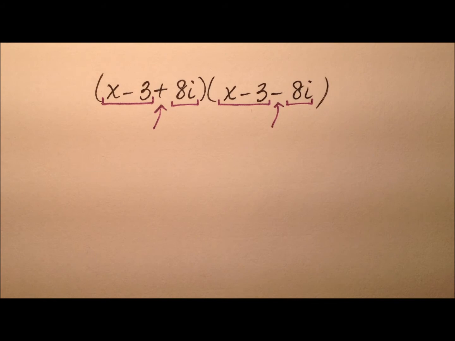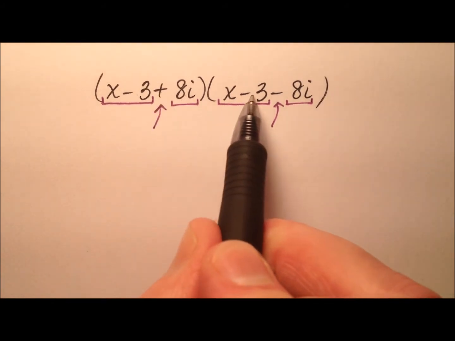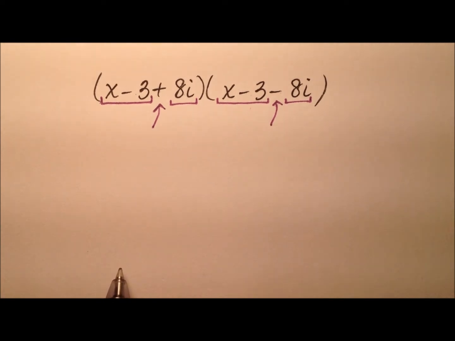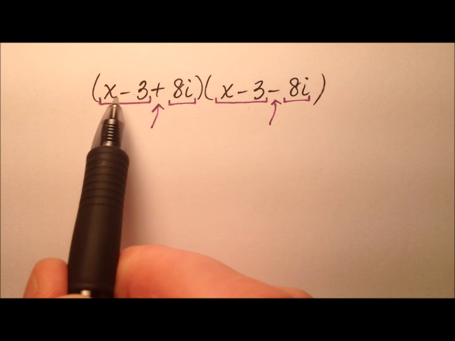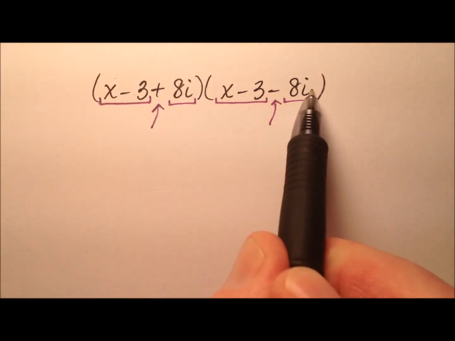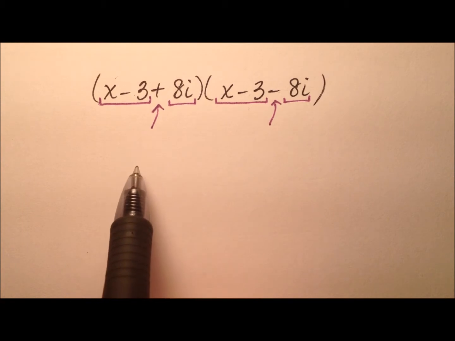So I could use the notion of difference of squares, because a plus b and a minus b, to multiply this a lot more efficiently. Because the alternative would be to take the x, distribute it through these three terms, take the negative 3, distribute, take the 8i, distribute, and then we'd have 9 terms, and then we'd have to go hunt and find all the common terms, or the like terms.